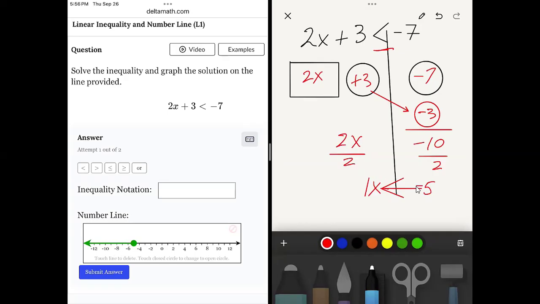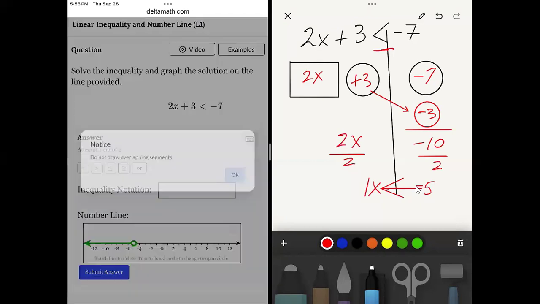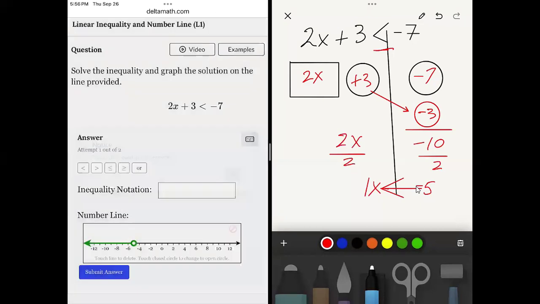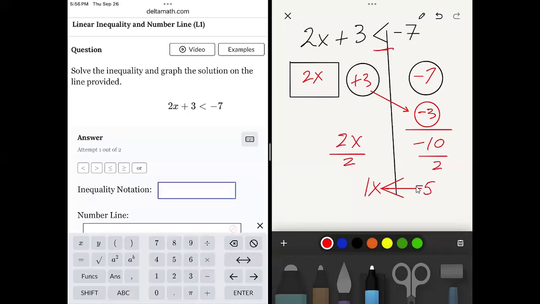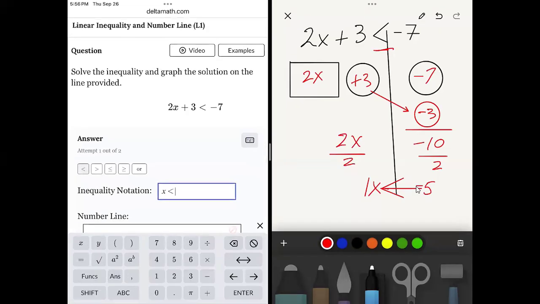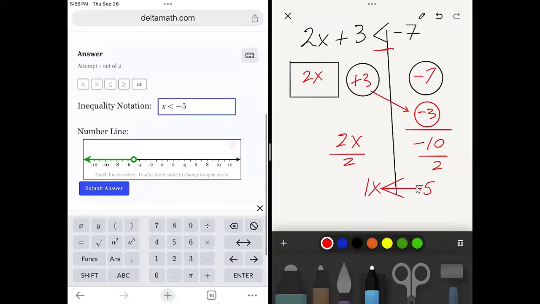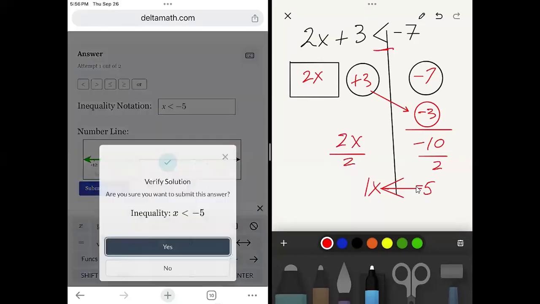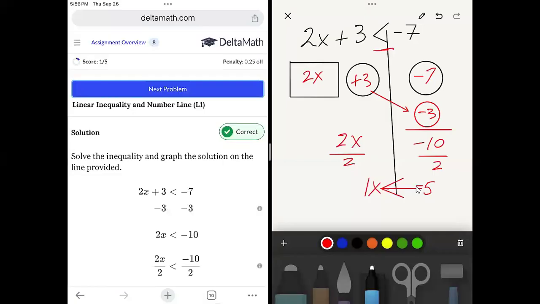Well, I'm trying to make it open, and I'm not able to. Okay, so then our equation is just going to be x is less than -5. So we've done the number line, and we've also solved it. So we submit it, and it says nicely done.